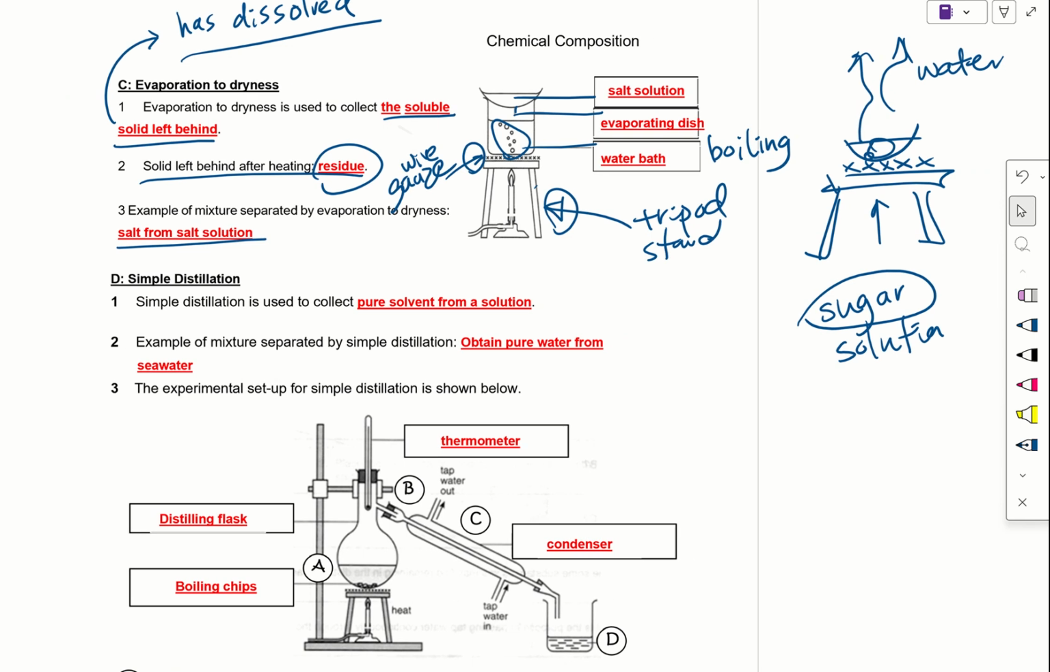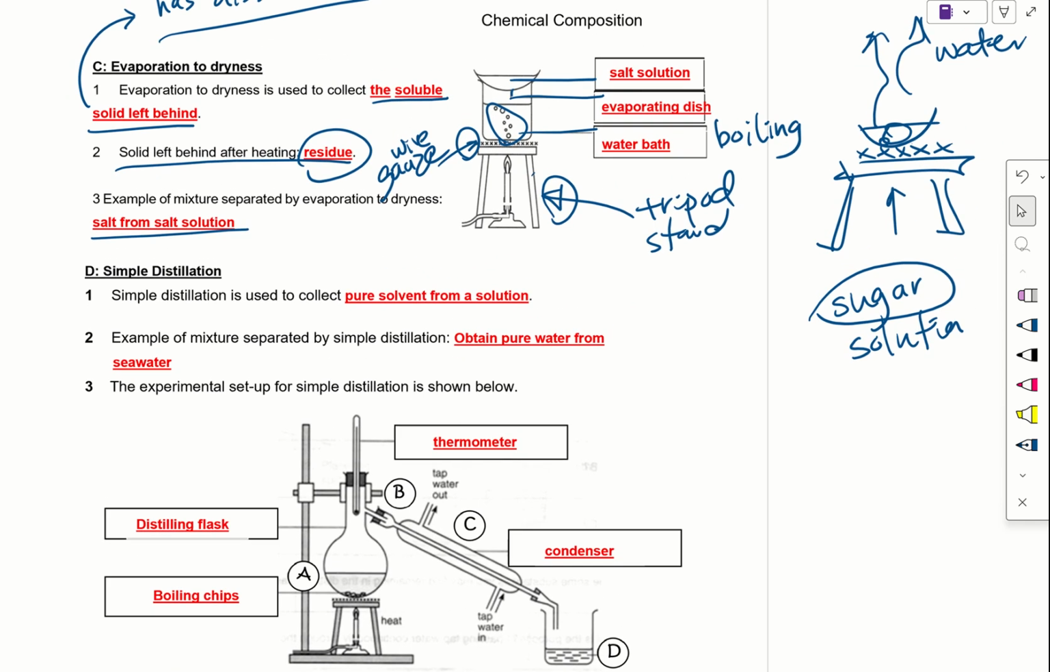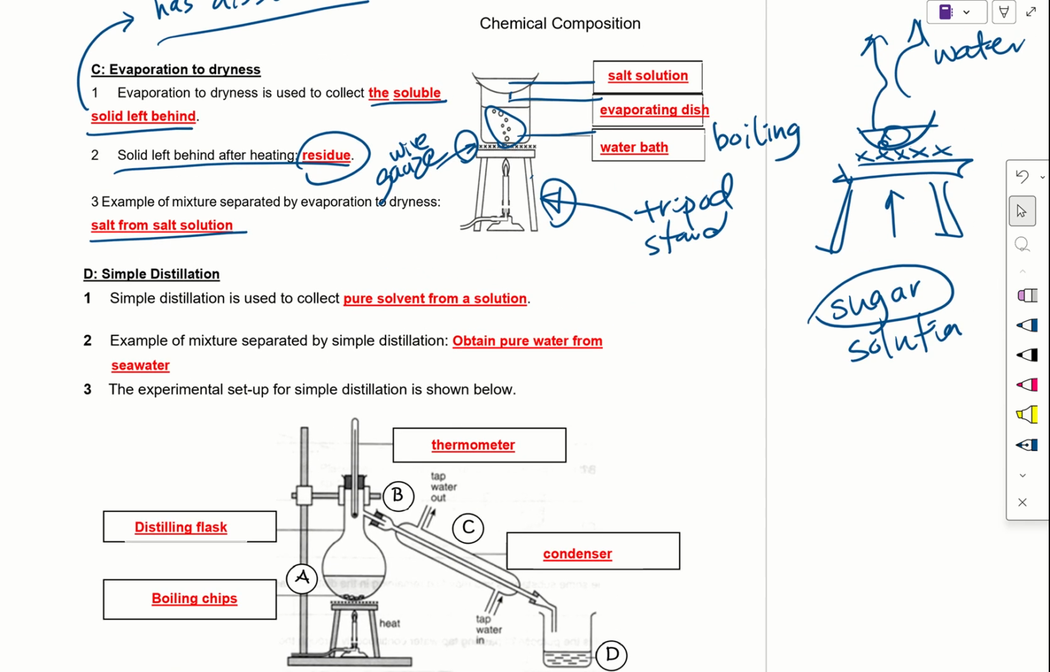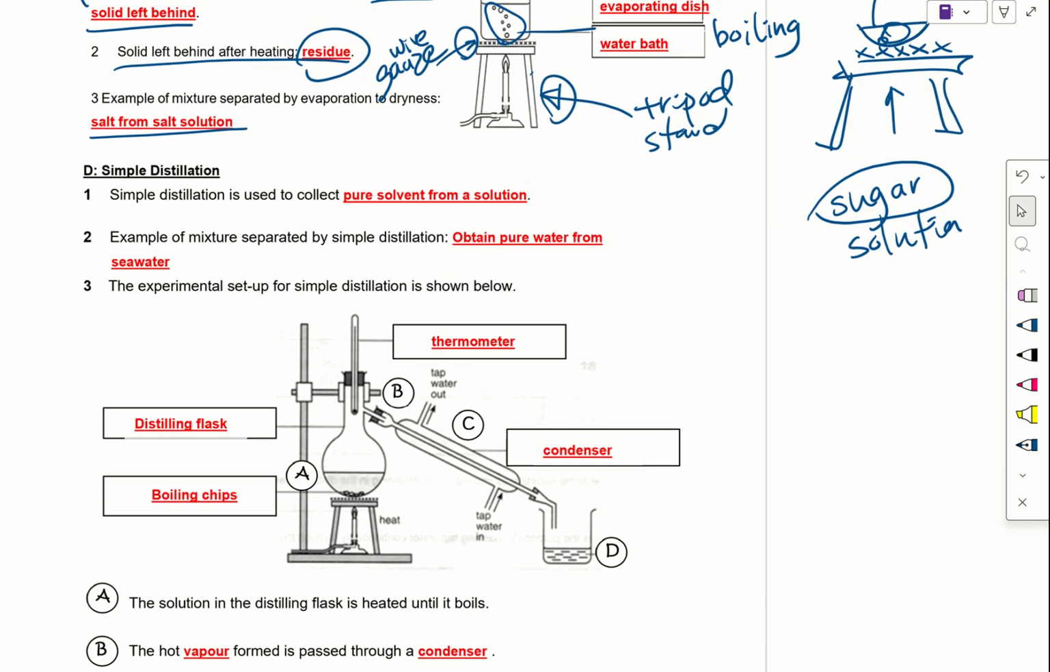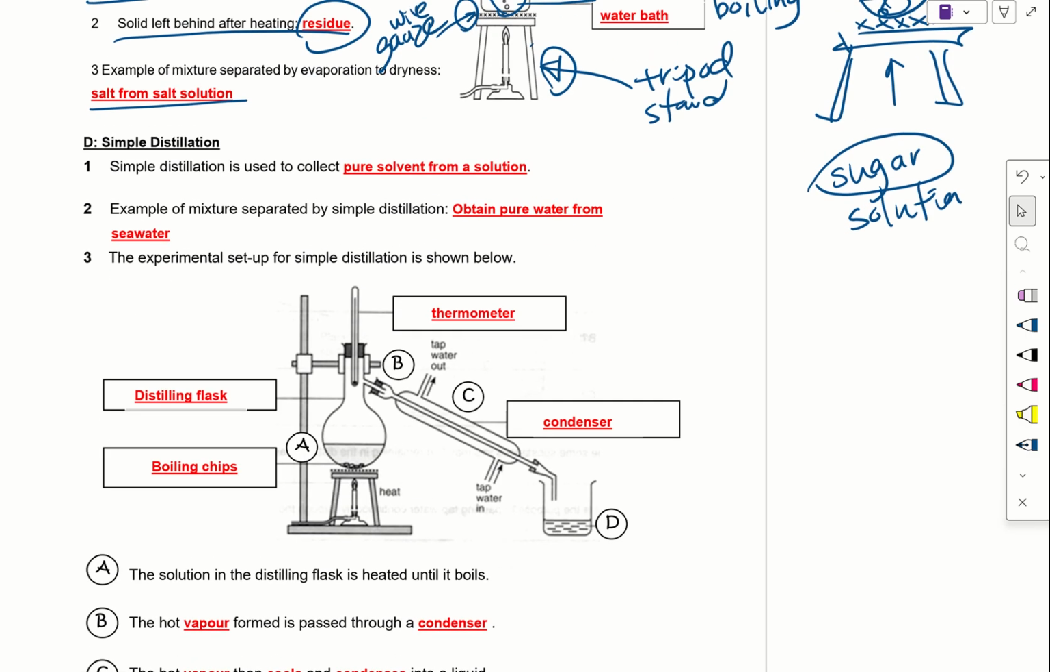So this is a common question. Why do you need a water bath? It is to prevent the solute from undergoing thermal decomposition. Okay. Next is your simple distillation. Simple distillation is used to collect pure solvent from a solution.